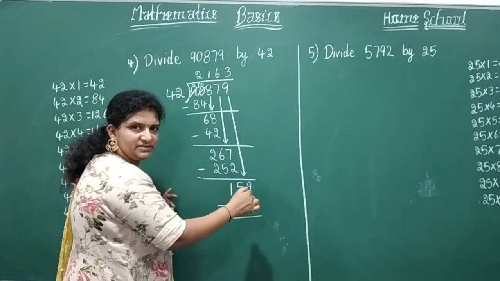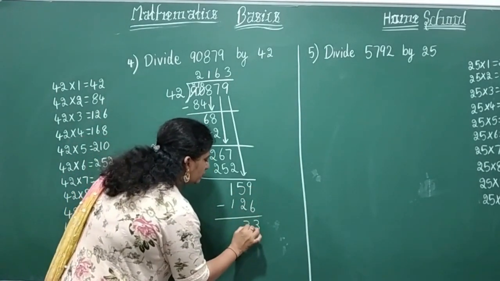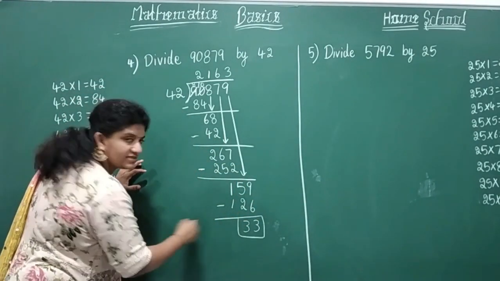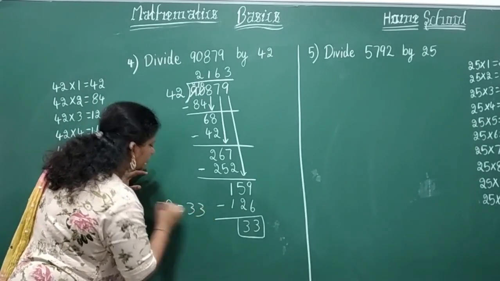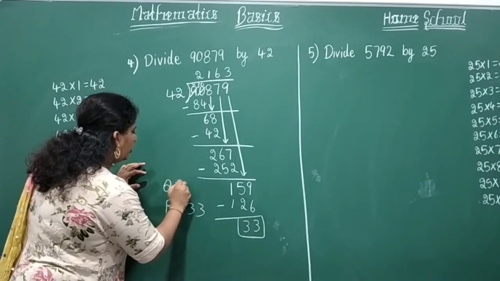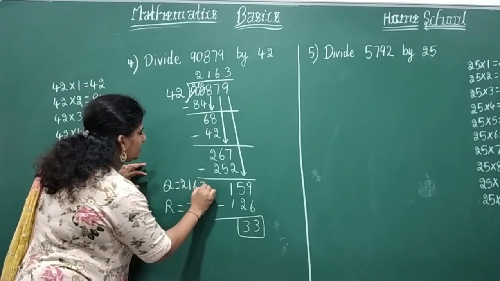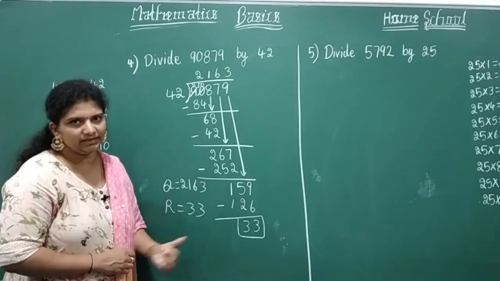9 minus 6, how much here? 3. 5 minus 2 will be 3. So what is this 33, children? It is called the remainder. Remainder R is equal to 33. And what did you get here, the quotient? 2163 is your quotient and your remainder is 33.